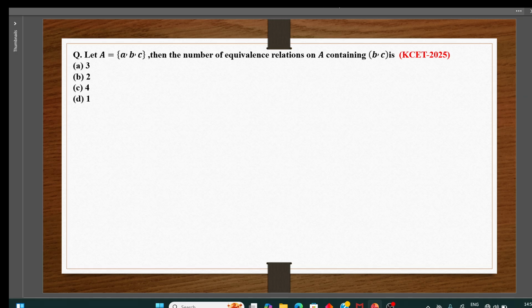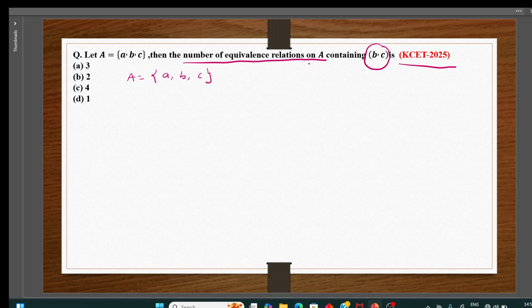Next. KCET 2025 question. Let set A equal the set {a, b, c}. The number of equivalence relations on A containing (b, c) is. So what is the condition here? Containing (b, c).